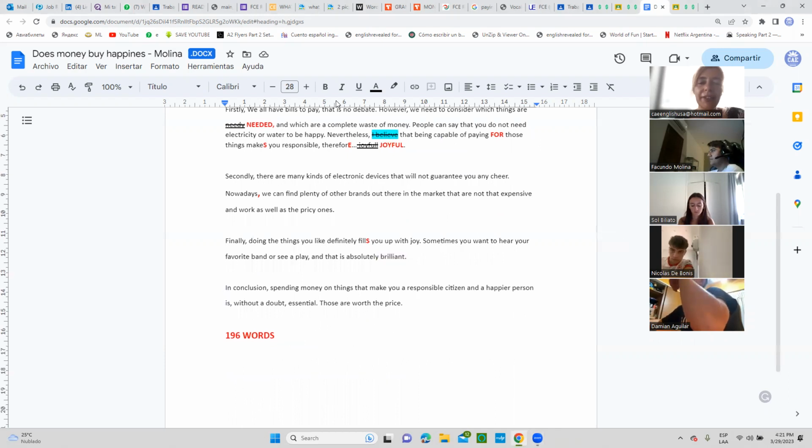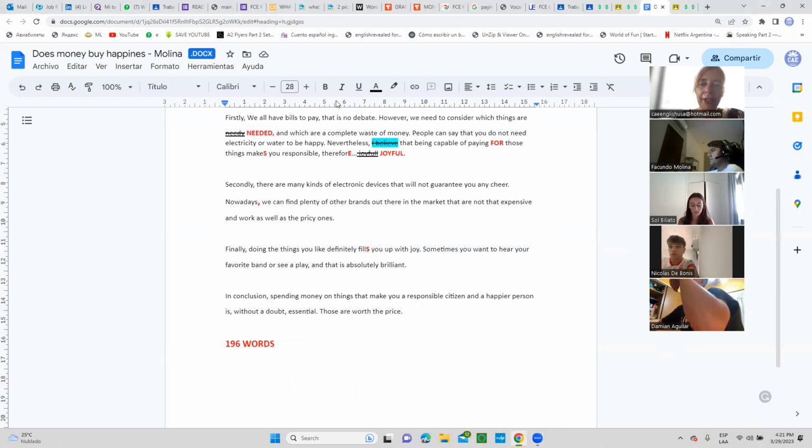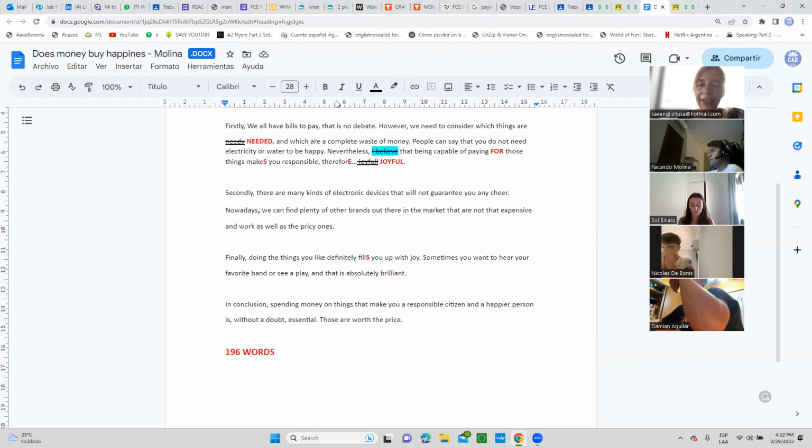Secondly, there are many kinds of electronic devices that will not guarantee you any cheer. Nowadays, we can find plenty of other brands out there in the market that are not that expensive and work as well as the pricey ones. Finally, doing the things you like definitely fills. This is the same thing as before, as here. So, doing the things you like, this is the same as this. This fills you up with joy.